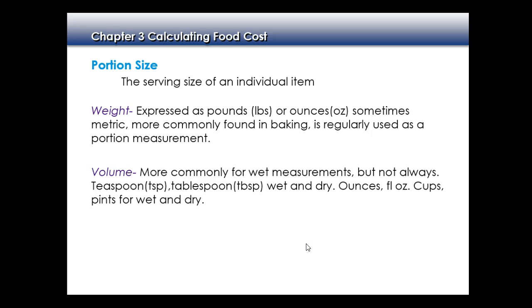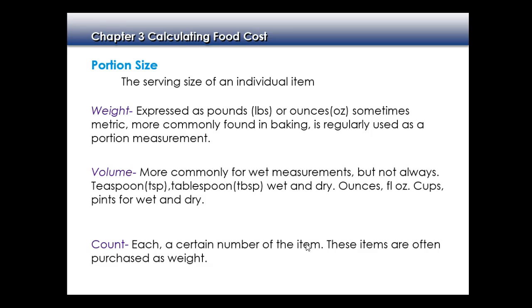Or you have your volume. I'm trying to think of the mathematical term, the space inside of an object. So this is more commonly wet, but not always. So you've got your teaspoons and your tablespoons. Like I said, it's either wet or dry. Then you have your ounces. The book calls them liquid ounces. I've honestly never heard liquid ounces before. I'm looking at my bottle of water right now, and yep, 20 fluid ounces. And you also have your cups, pints, gallons. Those are either wet or dry measurements.